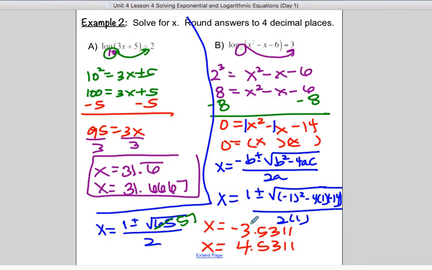Okay, so I'm going to quickly tell you what the right answers are. Hopefully you caught that I made a mistake when I typed this in. So it should be the radical of 57. So 1 plus the square root of 57.